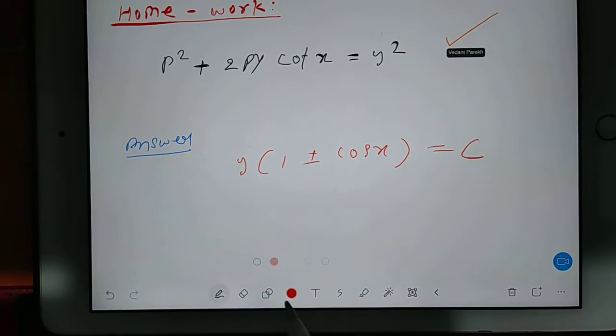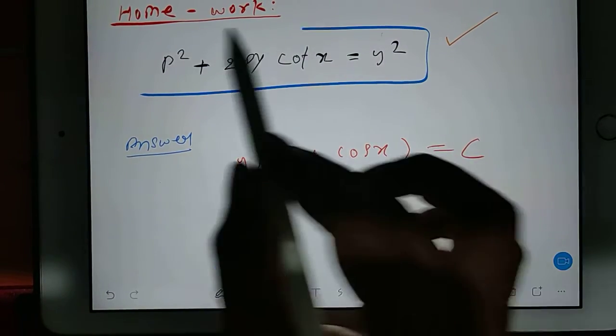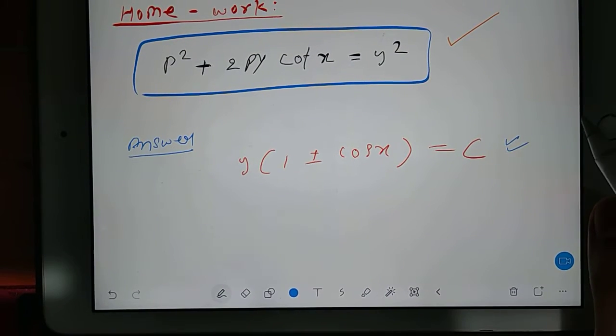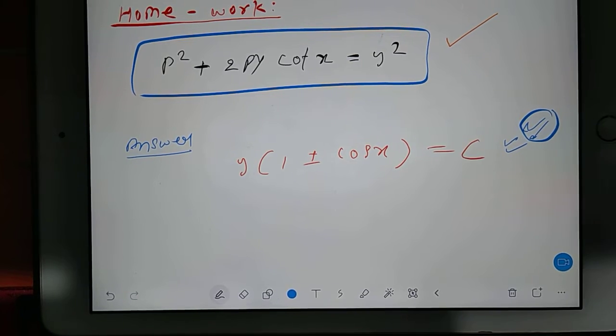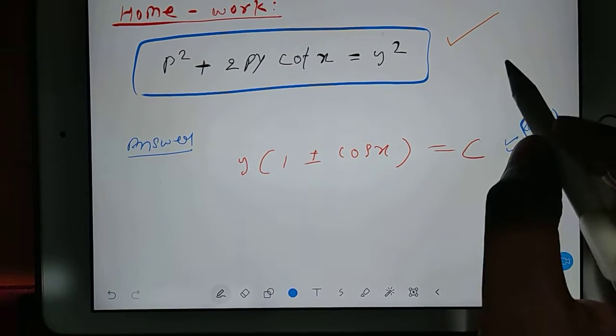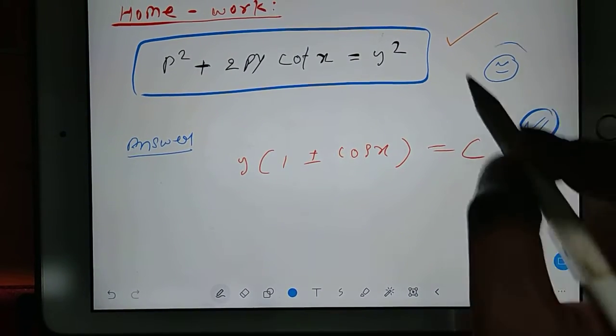So copy down this question, try by yourself. You should land on this option. If you are not getting the answer, ask me on WhatsApp. I will give you the solution. Okay, only for CL students, not for YouTube viewers.